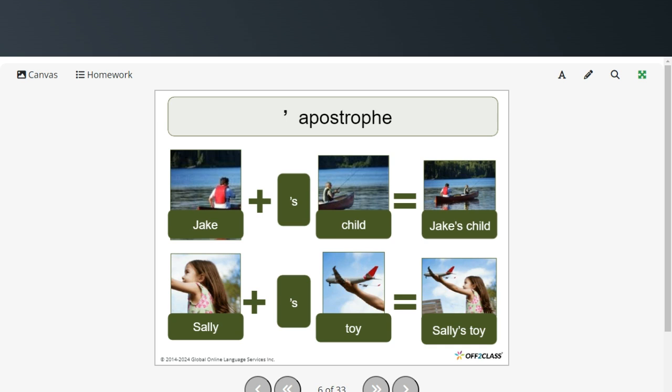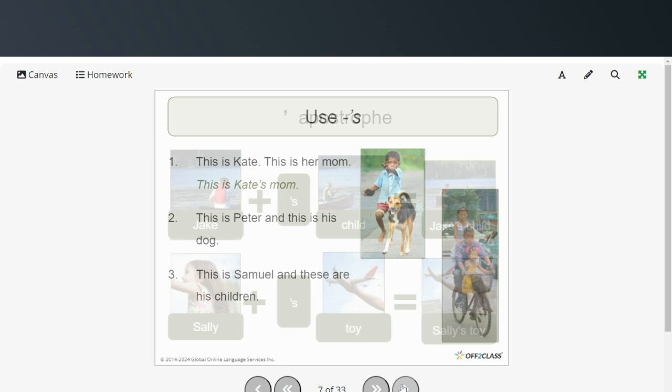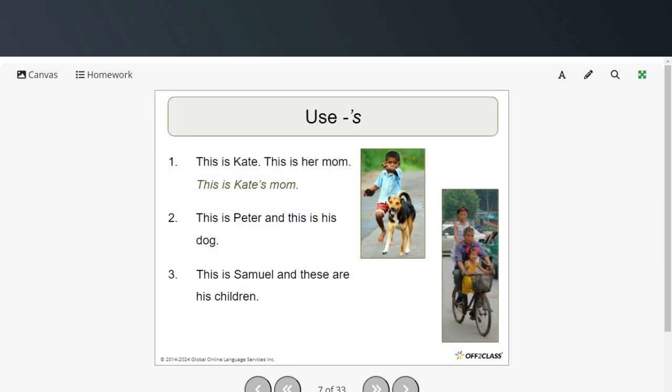And now we're going to look at using the apostrophe plus an S. So Jake plus apostrophe S plus child equals Jake's child. Sally plus apostrophe S, the toy, becomes Sally's toy. Right, so now we're going to practice using the apostrophe S. This is Kate, this is her mom, this is Kate's mom.